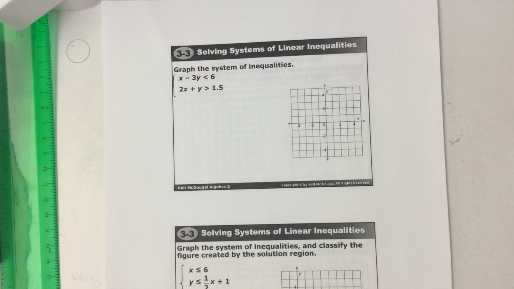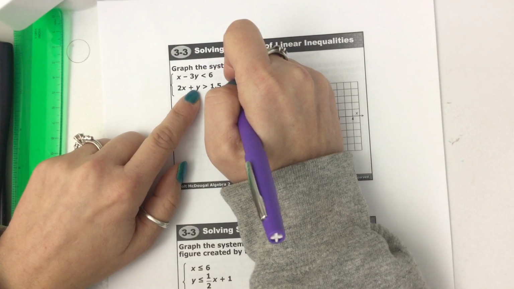Okay, let's look at the next one. Remember, you can graph using intercepts. So if I look at both of these inequalities, they are in that standard form where it's like ax plus by equals c. Your x and your y are on the same side. So one of the easier ways to graph them is to do intercepts.